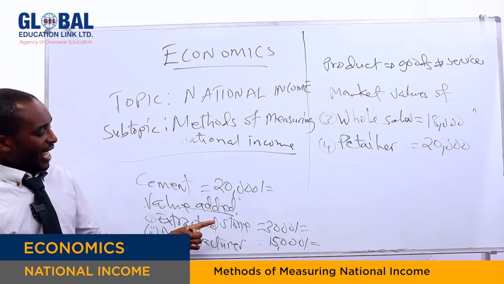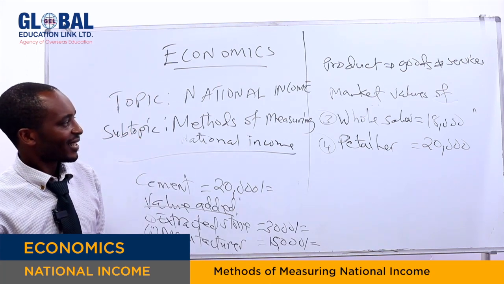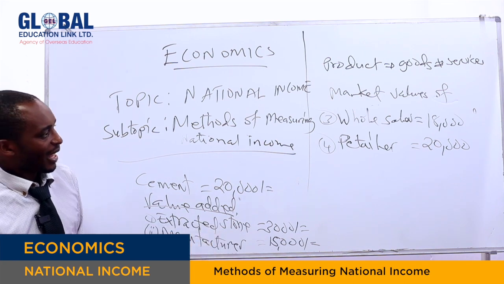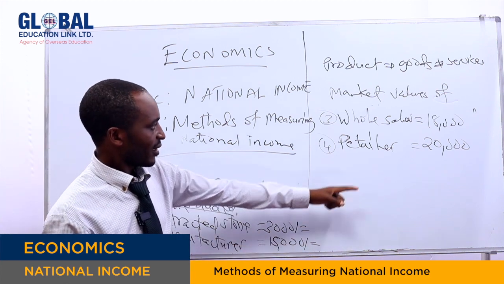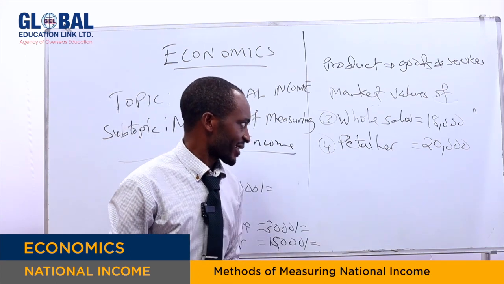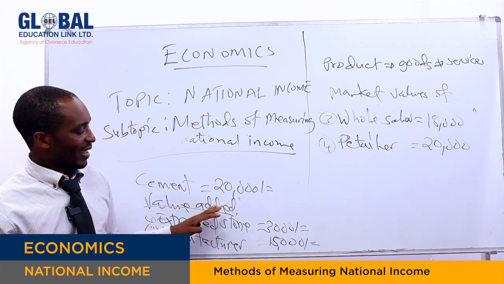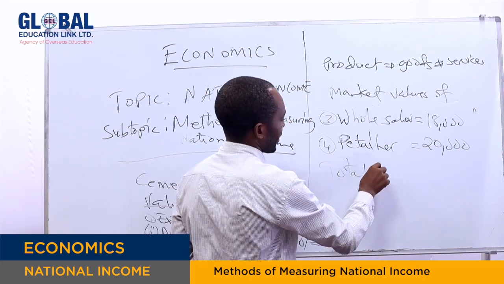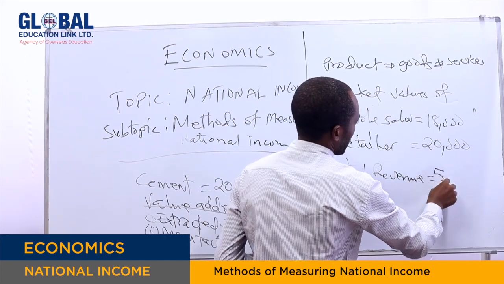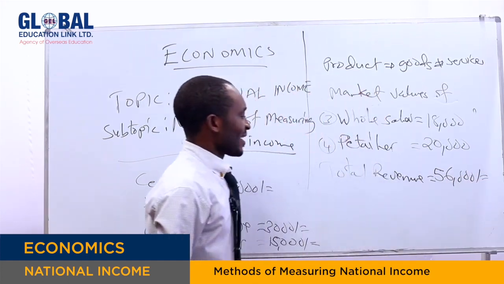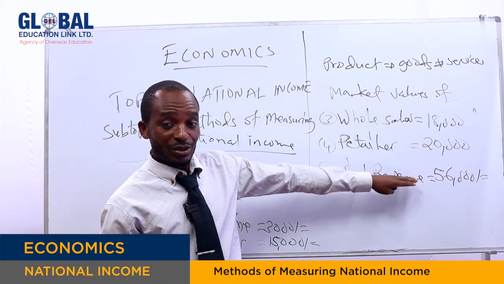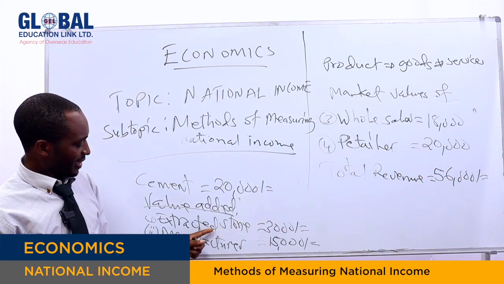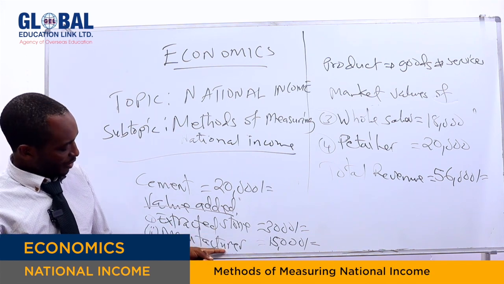Now, if you add all these figures, the total income from each person will be 3,000, 18,000, 36,000, then 56,000. So when you take the total revenue generated by each person, the total revenue will be equal to 56,000. Now, this will not be equal to the national income, since you double counted the stones which are produced by person one and used by persons two, three, and four.